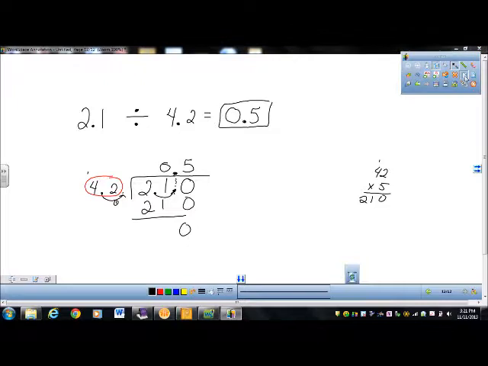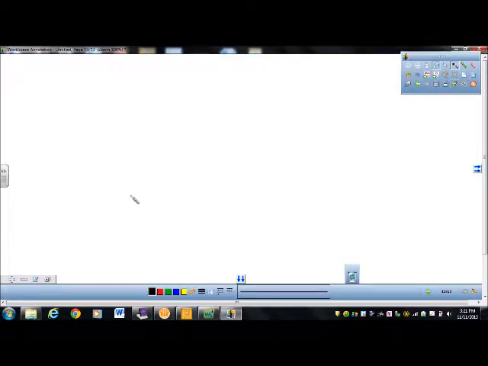Fabulous. All right. Let's talk about one-step equations. So let's go with our first example. We have 3 plus x equals 9. So our main goal is to isolate the variable.